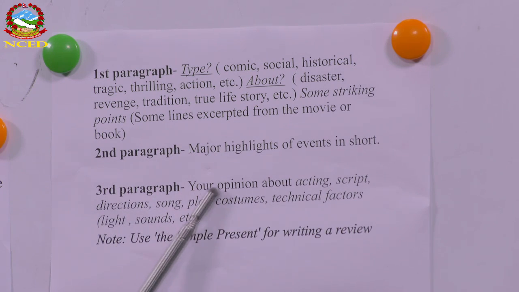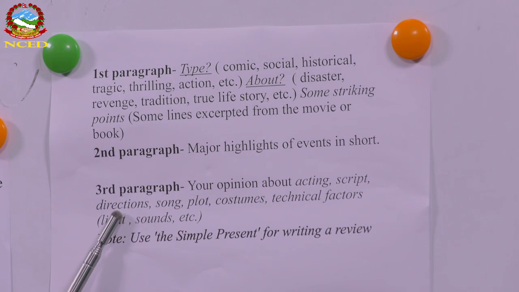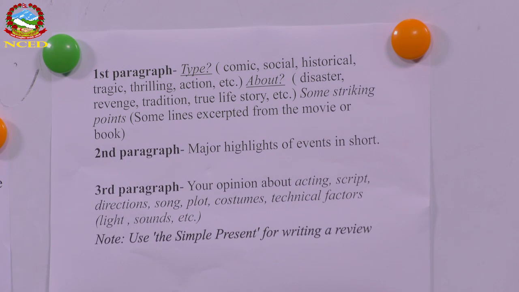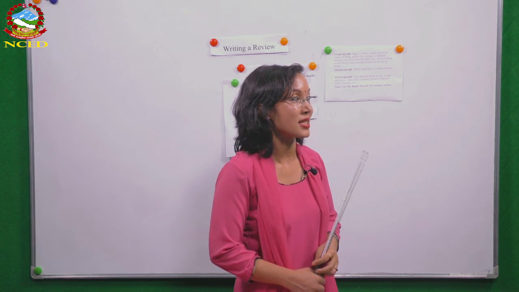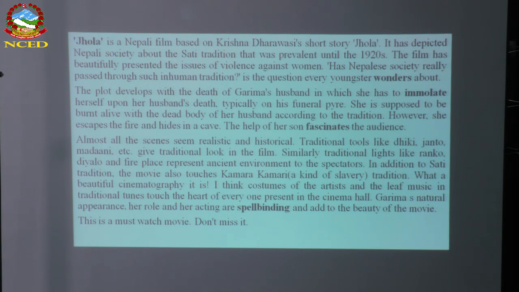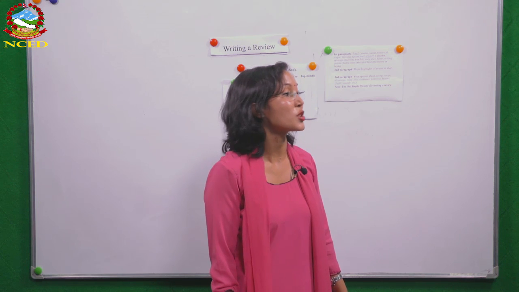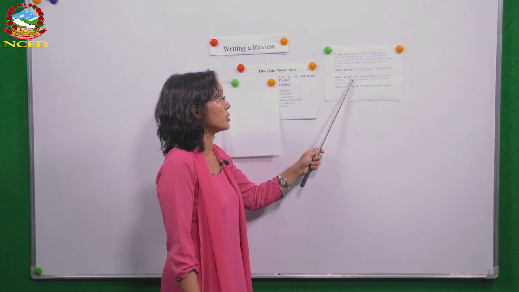Next, the third paragraph: your opinion about acting, script, direction, meaning how the film was directed or how the book was written, about songs, plot, costumes, and technical factors like light and sound, as we did there. Here the reviewer has mentioned the scenes, realistic and historic, traditional tools like dhiki and jato, dailo, rako, fireplace. It also talks about tradition, and the cinematography, what a beautiful cinematography. Here your personal opinions are mentioned, and about Gorisma's acting. Is that clear? These are the things that we mention in our third paragraph.